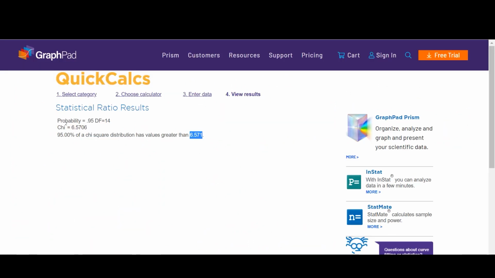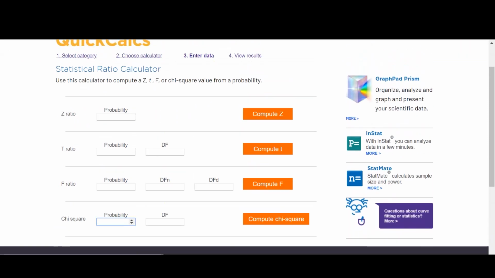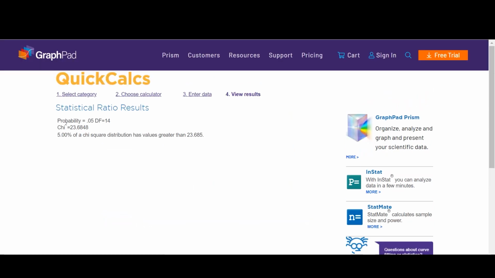All right, let's do that same thing for the right chi-squared critical value. In this case, there is 5% in that tail. Degrees of freedom being 14 again. Compute that, and we get 23.685.